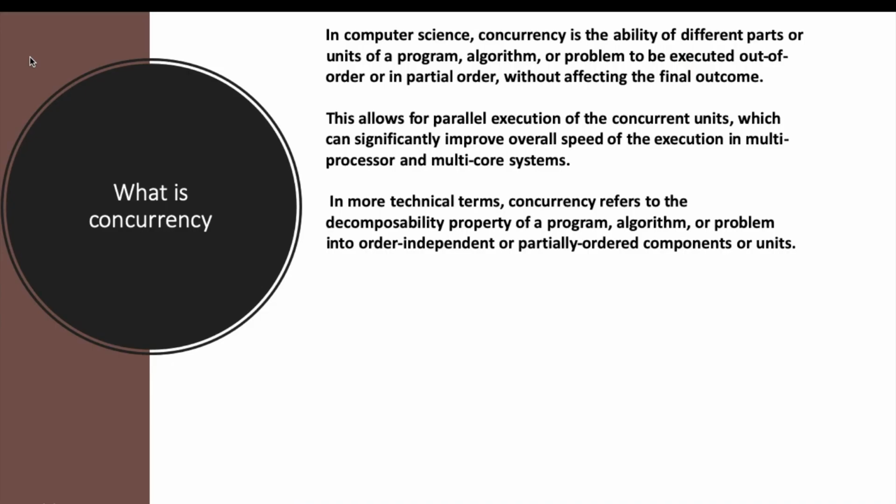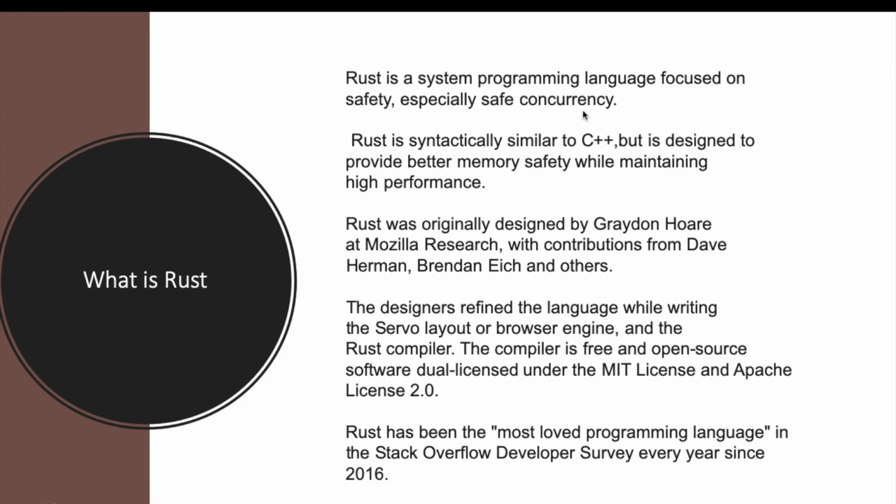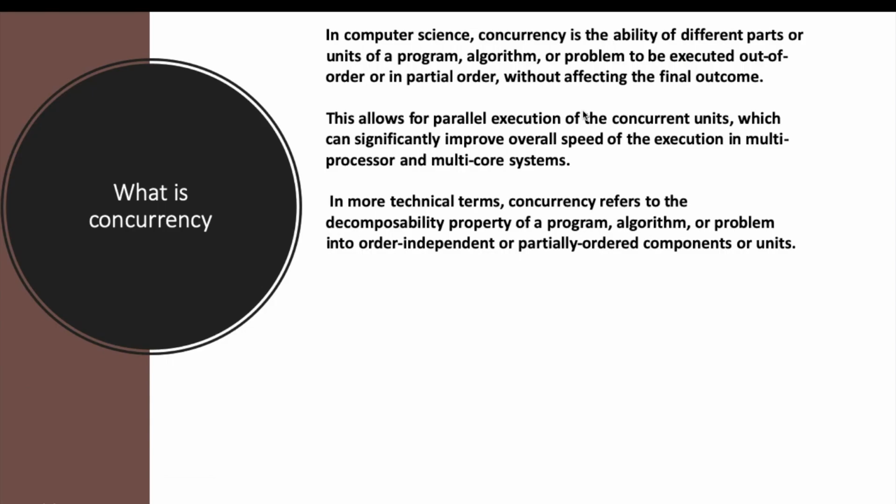This is what system programming is, and what concurrency is, because in our definition there is something called concurrency. So I'll explain why Rust is important. In computer science, concurrency is the ability of different parts or units of a program or algorithm to be executed out of order or in partial order without affecting the final outcome. Suppose your program consists of 5 different modules or sub-modules. Concurrency is a mechanism or facility so that all 5 modules run in parallel without impacting each other, and the final output of the performance should not be impacted.